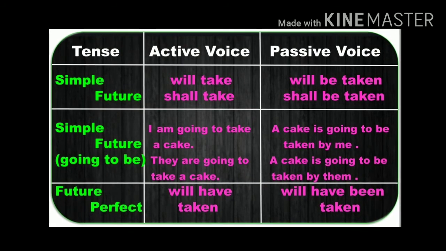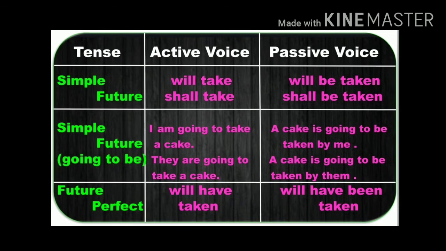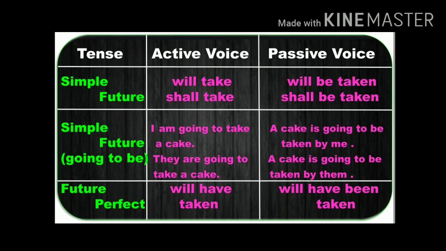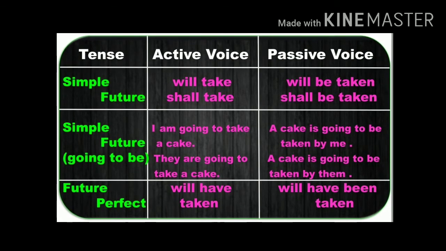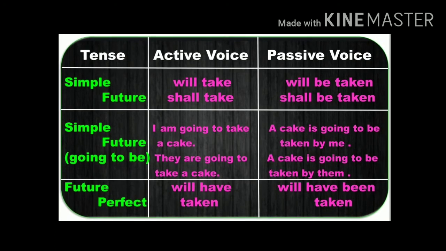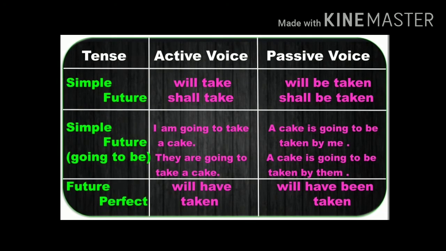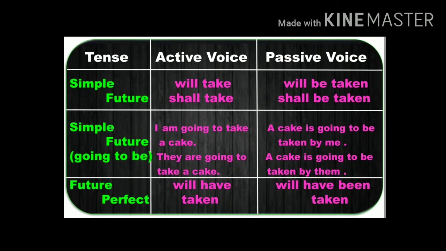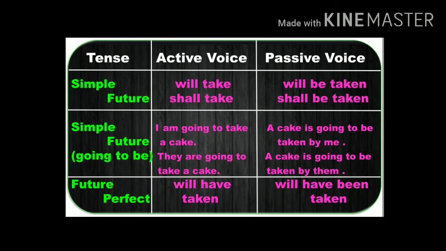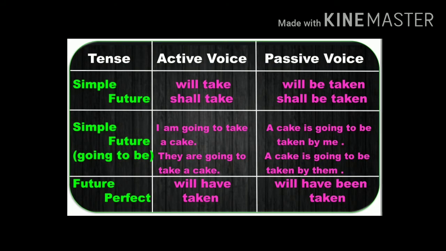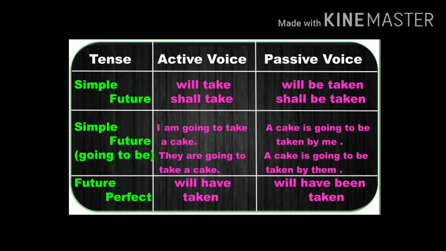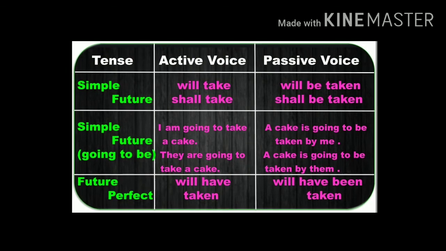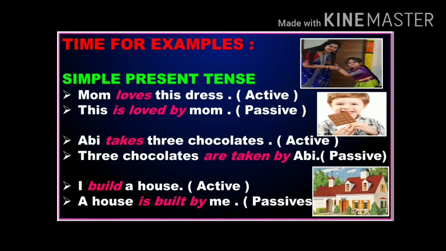Got it? Okay. And the next one is simple future with the verb going to be. In the active voice, I am going to take a cake. They are going to take a cake. When it comes to the passive voice, a cake is going to be taken by me and a cake is going to be taken by them. And the last one is future perfect tense. Here, will shows future and have shows perfect. Will have shows the future perfect tense. So will have taken in the active voice. When it goes to passive voice, it changes to will have been taken.